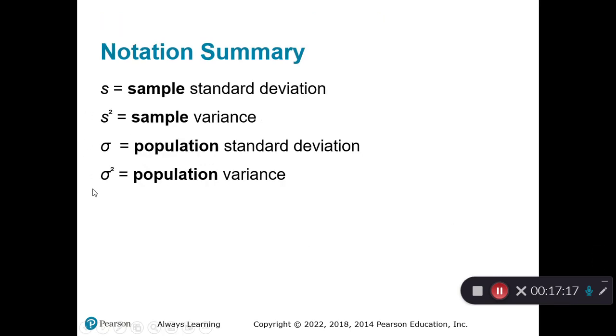Before we do that, let's look at the labels again. S is the label for a sample standard deviation. S squared would be the label for sample variance. Sigma is the label for a population standard deviation, and sigma squared would be the label for population variance. So again, these two first values are sample statistics. The last two values are population parameters.